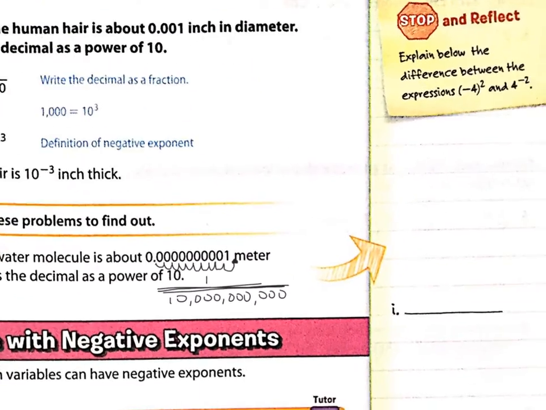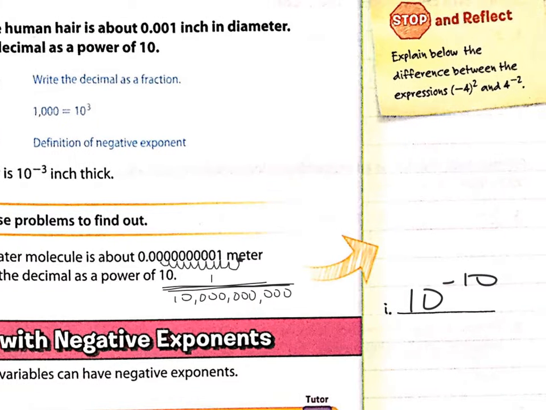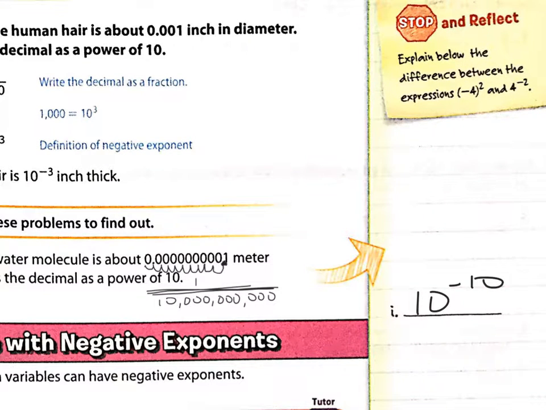So how would we write that over here as our exponent? 10 to the negative 9? Negative 10. Oh yeah, 10. Negative 10. I got it. There's 10 zeros, right? Yes. 10 to the negative 10. Good job, Mauricio.